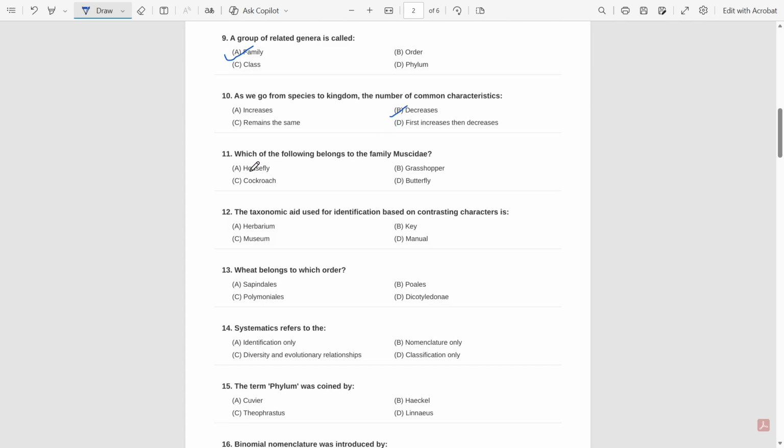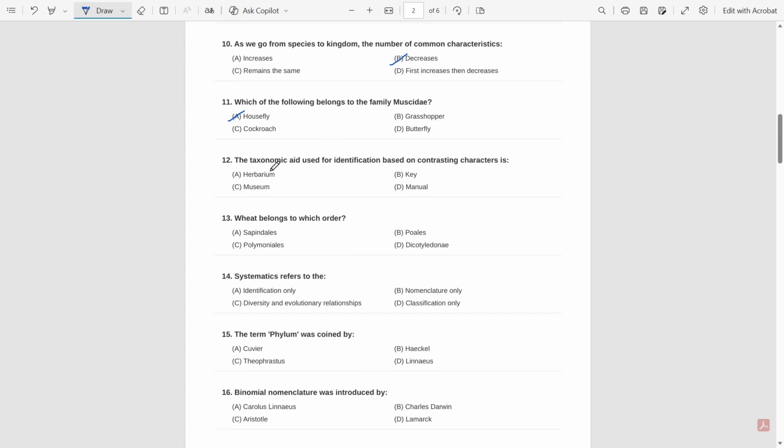11. Which of the following belongs to the family Muscidae? A. Housefly. B. Grasshopper. C. Cockroach. D. Butterfly. The answer is A. Why? Musca domestica, the housefly, is the primary member of Muscidae studied in taxonomy.